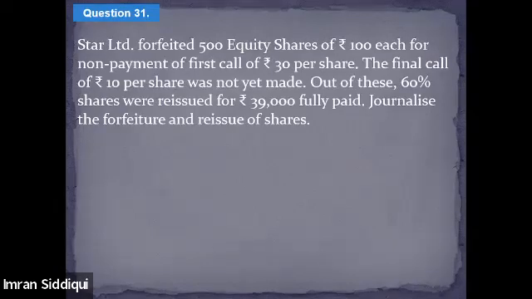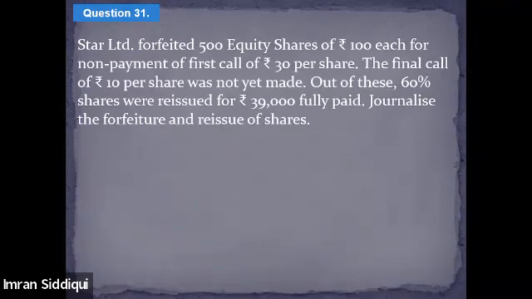All right, so I guess the question is clear to all of you. The question is very easy. It simply says that Star Limited decided to forfeit 500 equity shares because of non-payment of the first call by the investor of rupees 30 per share. The final call of rupees 10 per share is not even made. Out of the shares forfeited by the company, 60% are being reissued. 60% of 500 will be 300 shares. 300 shares will be reissued to new investors.